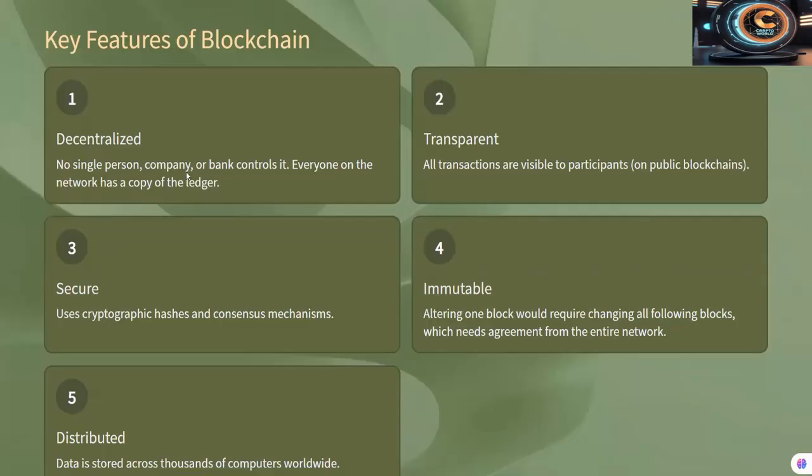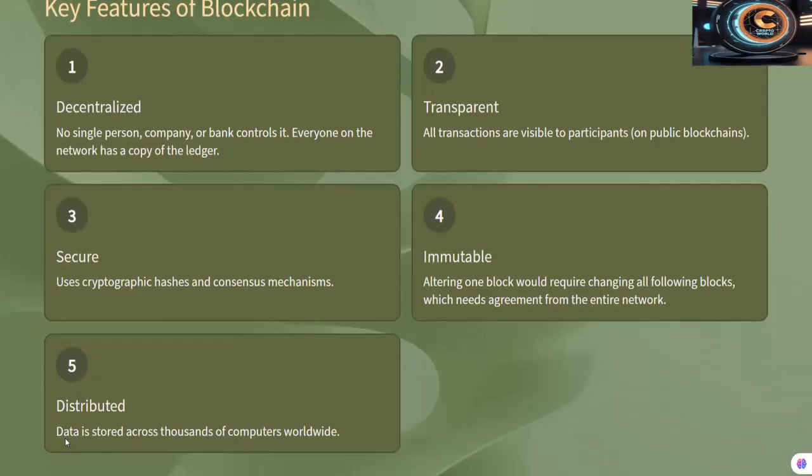Decentralized: no single person, company, or bank controls it. Everyone on the network has a copy of the ledger. Everyone who controls this blockchain has a copy of the ledger. Transparent: all transactions are visible to participants on public blockchains. Secure: it uses cryptographic hashes and a consensus mechanism. It is also immutable. Altering one block would require changing all following blocks, which needs agreement from the entire network.